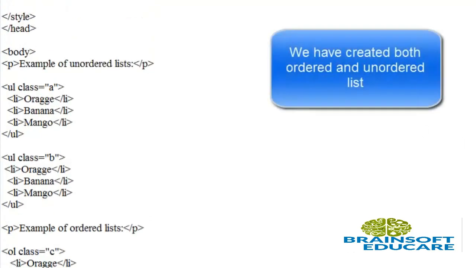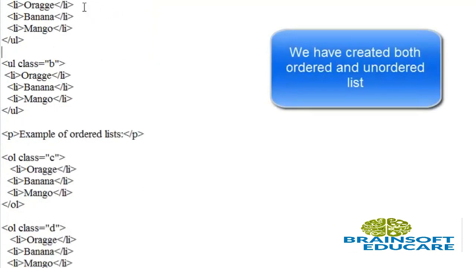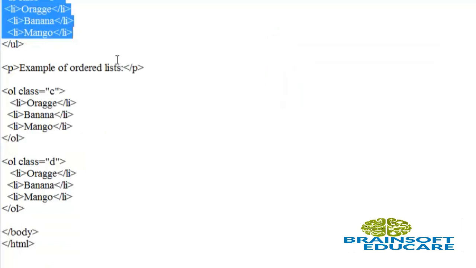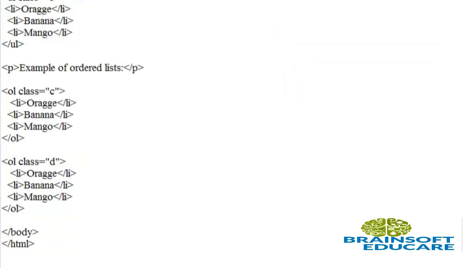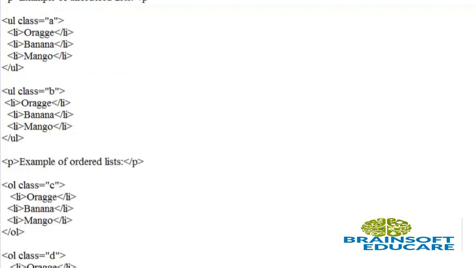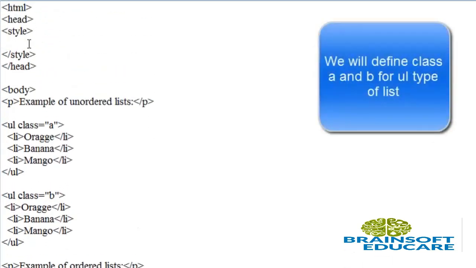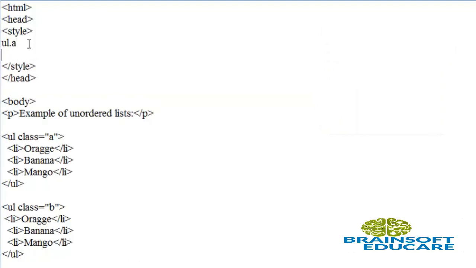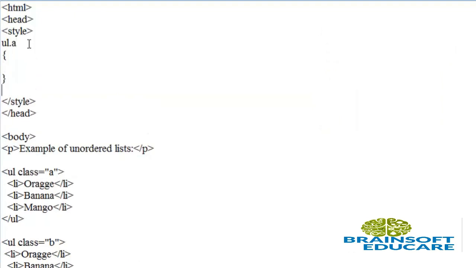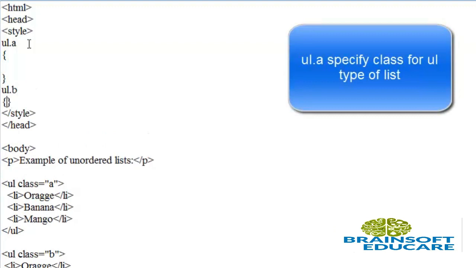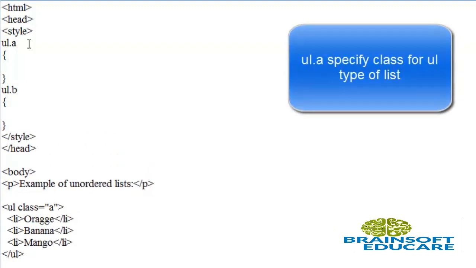So we have created four lists, two of unordered list which is this and two of ordered list, and we have given each list a class. So we will define class selectors in the style. So we will define class A, class B and class C and class D. So let's define the classes in the style. Class A and class B are of UL which is unordered. So write ul.a and ul.b, and in between these I will define style for these classes.